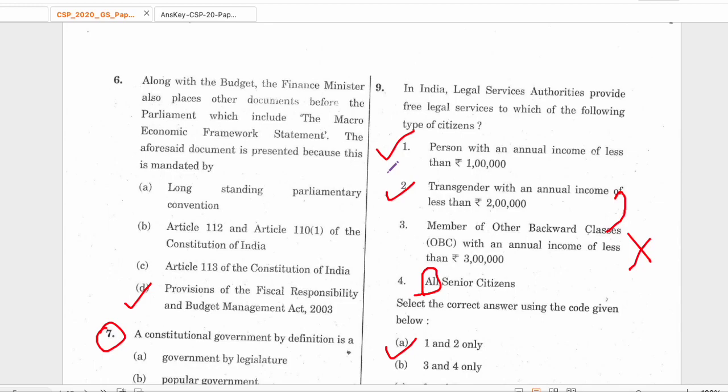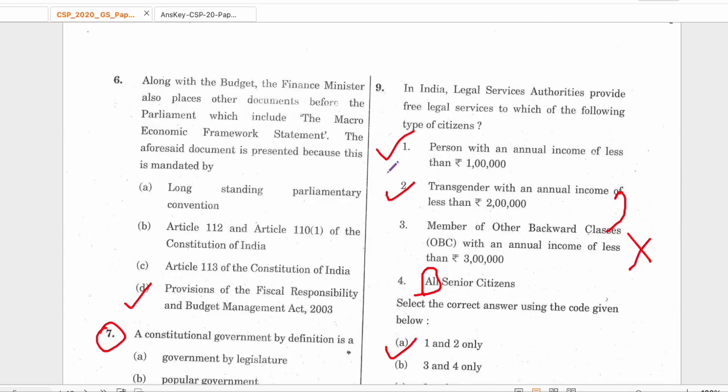Question number 9. In India, legal services authorities provide free legal services to which of the following types of citizens? Now they are giving the eligibility. Who would know this? Everybody who solved this, I had solved this correctly, and maybe some 5% of students would have identified it correctly. 80% would have left it just seeing this type of question. But if you leave, how will you pass the prelims?